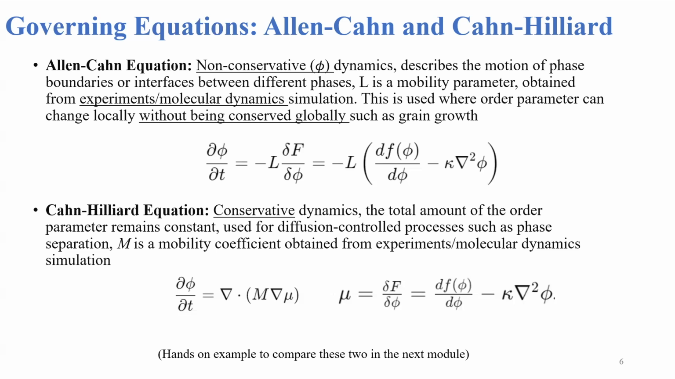This is usually employed for diffusion-controlled processes such as phase separation, and it can be denoted by a fourth-order derivative. You can consider M as the mobility coefficient, which is obtained from experiments or molecular dynamics simulations. And you can see the rate of change of the order parameter has two Laplacian terms, and μ is the chemical potential, usually given by the derivative of the free energy with respect to the order parameter. We'll learn about comparing them in the hands-on session.